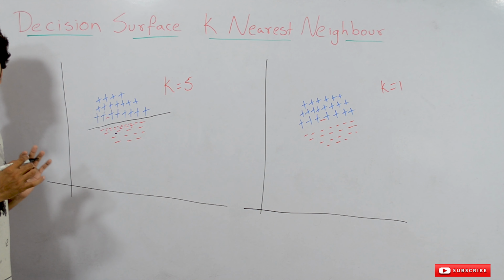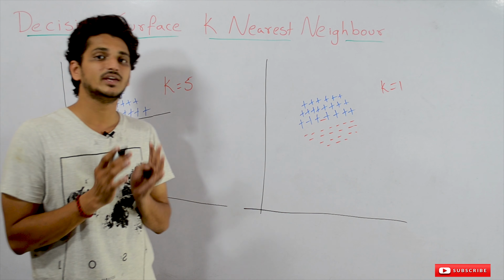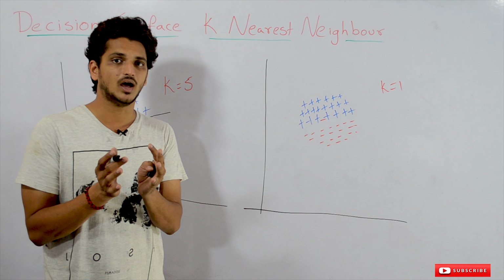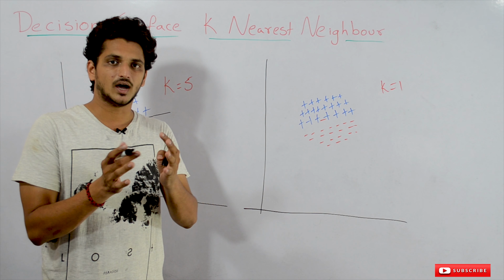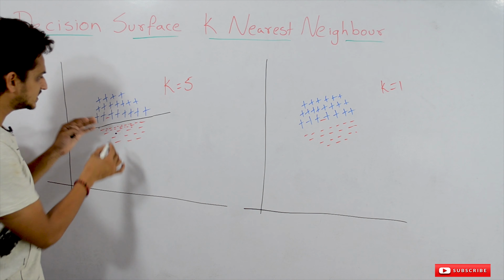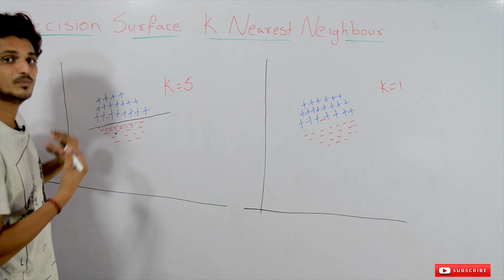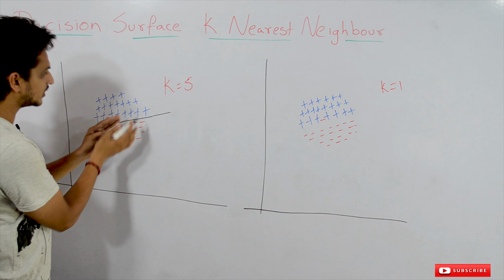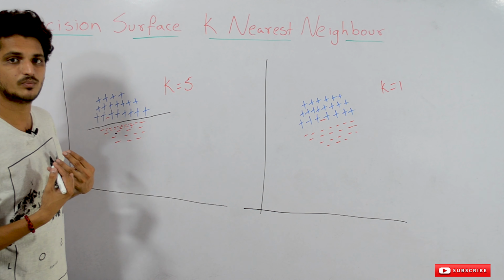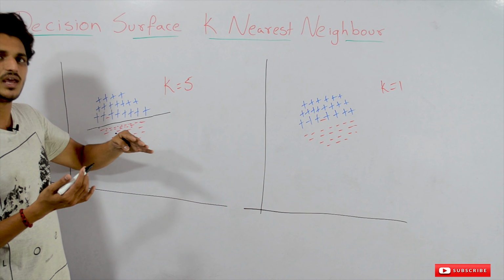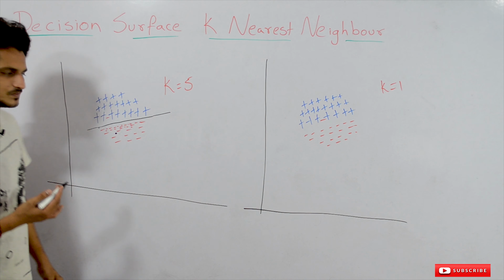This is what decision surface is. Decision surface gives a clear distinction: if your testing point lies in this area, what our model will predict, and if your testing data point lies in this area, what our model will predict. That's the distinction given by decision surface.